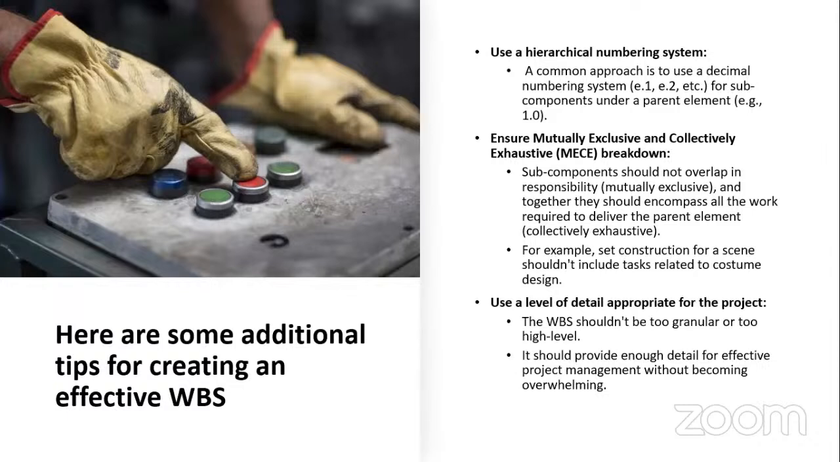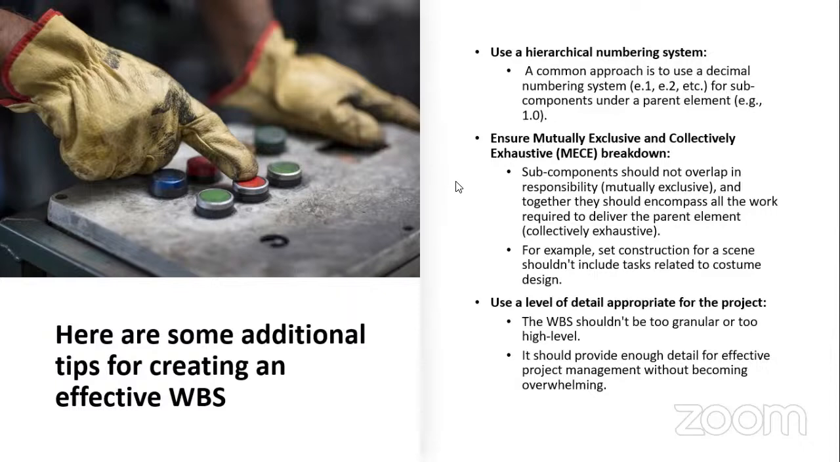Now, here are some additional tips for creating an effective WBS. Use a hierarchical numbering system. So I gave an example now. You have chapter 1, chapter 2, chapter 3, chapter 4. Under chapter 1, you have 1.1, 1.2, 1.3. If you must go on breaking them further, you have 1.1.1, 1.1.2, dependent on how you want it, but it must be in hierarchical order.